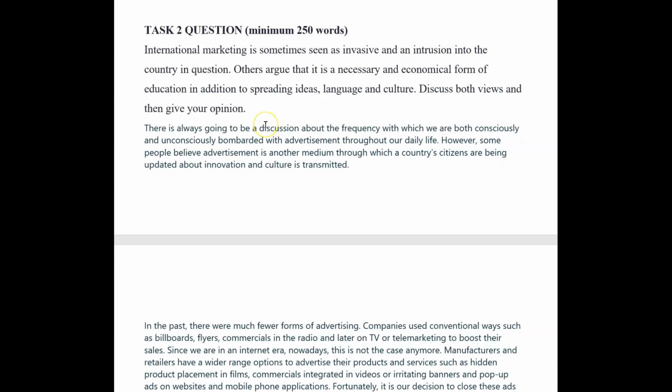So international marketing is sometimes seen as invasive and an intrusion. Others argue it's a necessary and economical form of education, in addition to spreading ideas, language and culture. So discuss both your views and give your opinion. Okay, opinion essay here. What is important in this one is we're talking about advertising. Okay, we're not talking about trade. So half the problem here is understanding the question. It's a very complicated question. They are rarely this complicated, so it's quite good to practice doing a super hard one.